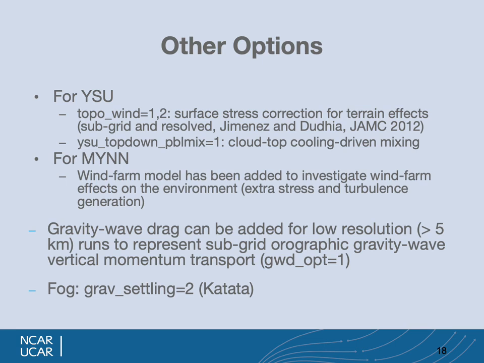Here I'll talk about some miscellaneous options. For the YSU scheme, there is a topo wind option, which can modify the surface stress for terrain effects like subgrid and resolved scale terrain. Normally the surface stress just depends on the roughness length, but the subgrid terrain may also have an impact on the low-level momentum through the stress term. So this includes an extra term to allow for the subgrid terrain. It's detailed in this paper for TopoWind 1.